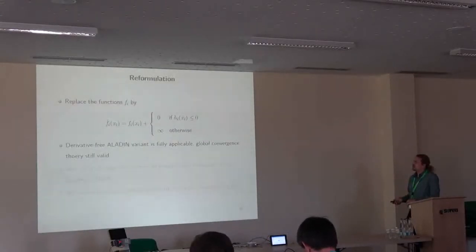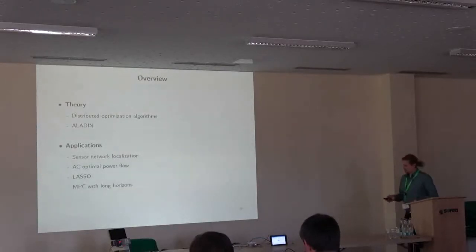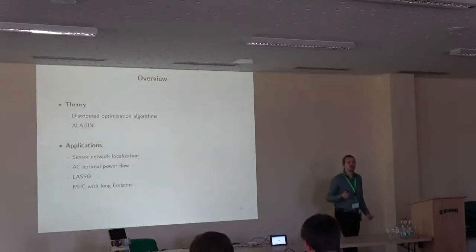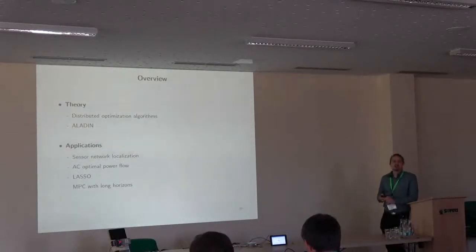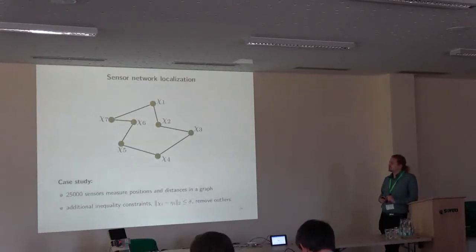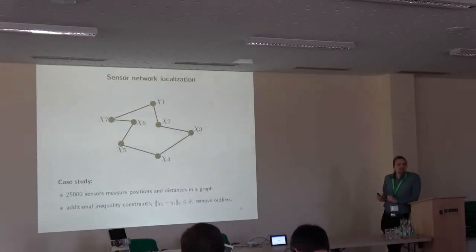Okay, let's go to the application and talk a little bit about the performance of this algorithm. First I would like to come back to my motivating example, the sensor network localization problem. We just set up a sensor network, not with 7 sensors but with 25,000 sensors randomly placed, just to generate a case study. And we can measure the positions and distances in a graph.